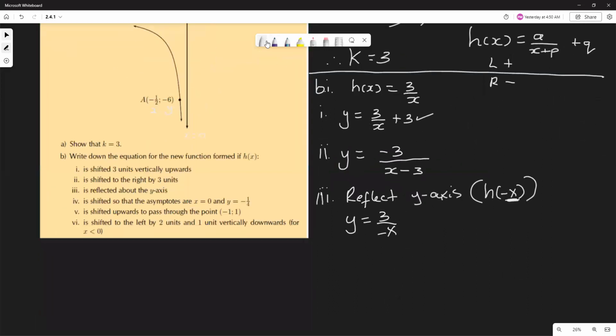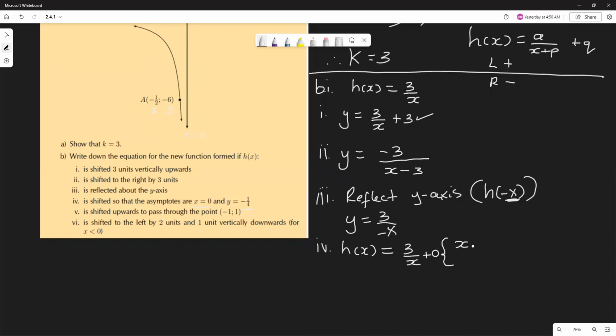Now, let us do question 4, part IV. They want us to shift the graph so that the asymptotes are x equals 0 and y equals negative 1 over 4. Let me write the graph again here. We have h of x equals 3 over x. Then let's write the asymptotes of this one. Remember, let me just show plus 0 here so that it makes more sense.